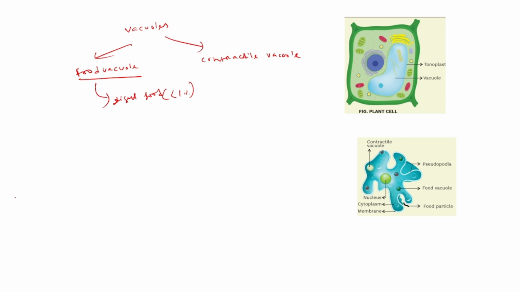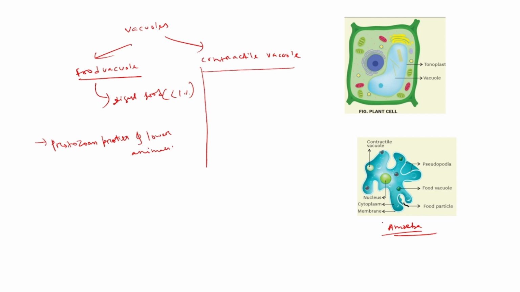And another thing is that it is found in protozoans, protists and lower animals. Well, what is the function of the contractile vacuole? Look at the amoeba. Let's say this is the amoeba. So in the amoeba, here is the contractile vacuole.